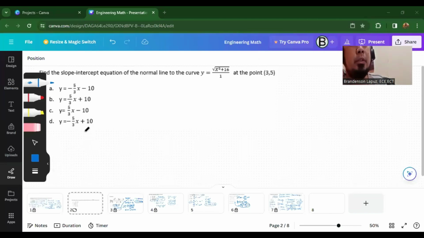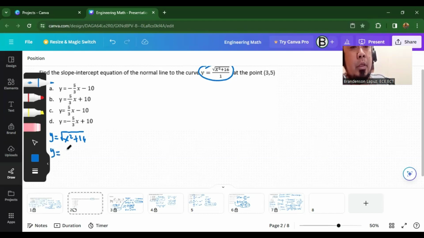Okay, we have another problem here. This is the same as the last problem. However, we will use the chain rule on this problem. Okay. So did you notice this equation? Can we write it like this? Y is equal to square root of x squared plus 16. Since the denominator is 1, we can write it like that.